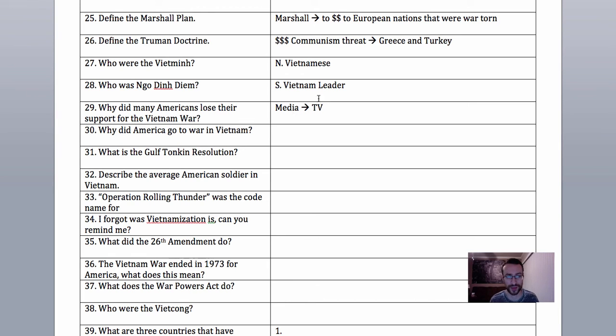Why did America go to war with Vietnam? Against communism. They wanted to stop the spread of communism. What is the Gulf of Tonkin Resolution? The Gulf of Tonkin Resolution allowed the president power to authorize troops. Here we go. Describe the average American soldier in Vietnam. Disadvantaged.